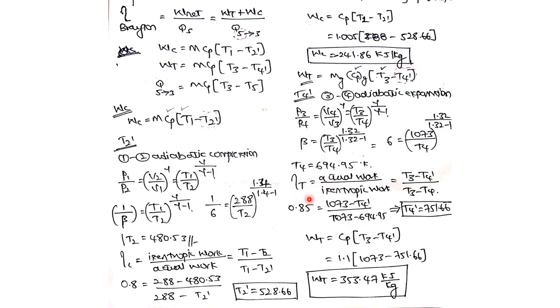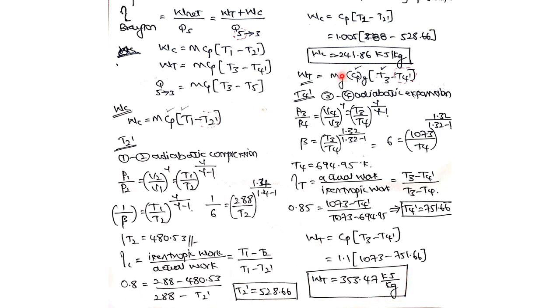And the turbine efficiency, use the turbine efficiency definition to calculate the value of T4 dash. So efficiency of the turbine is given by actual work, where dash is involved, divided by isentropic, which is ideal, just T3 minus T4. Substitute the things, only T4 dash is unknown, so T4 dash can be calculated as 751.66. So substitute the things in the work done expression of the turbine, you'll get turbine work output as positive 353.47 kilojoules per kg. Because m is not substituted, it would be per kg.